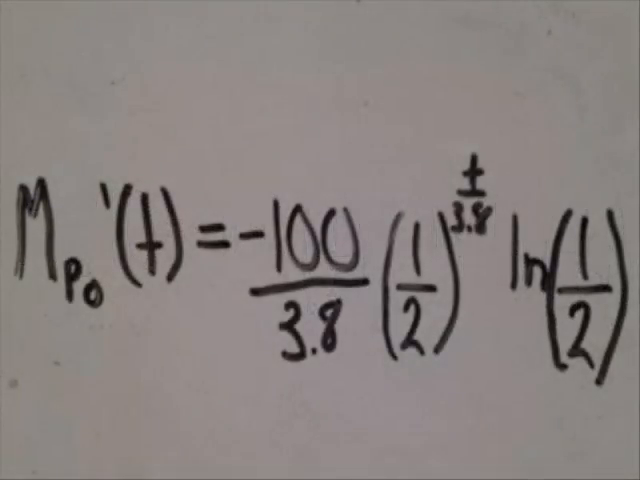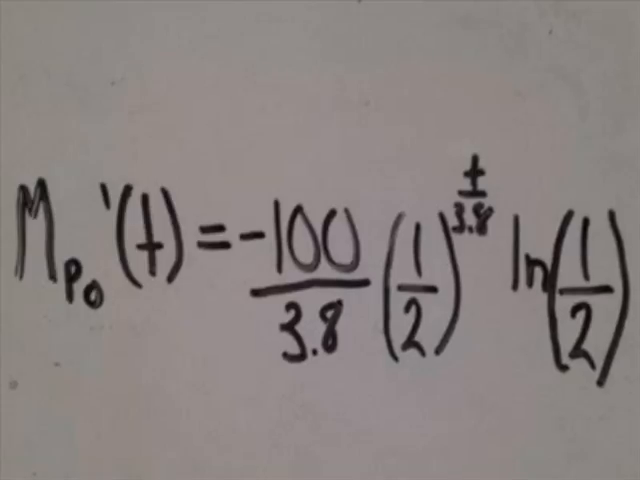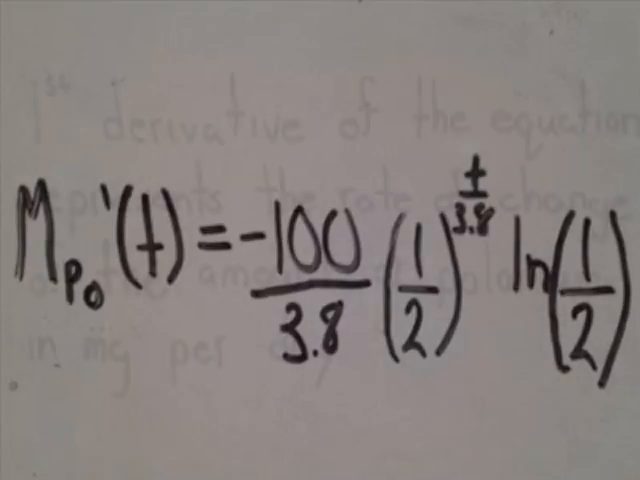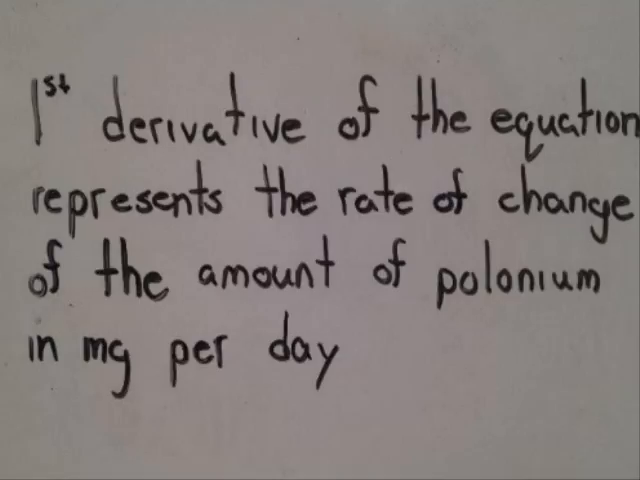The final step is to fully simplify by multiplying negative 100 by 1 over 3.8, which is equal to negative 100 over 3.8. Therefore, the first derivative of this equation is M_Po prime of t equals negative 100 over 3.8 times (1/2)^(t/3.8) times ln(1/2). To answer the second part of the question, which asks what this equation means, we can say that the first derivative of the equation represents the rate of change of the amount of polonium in milligrams per day.